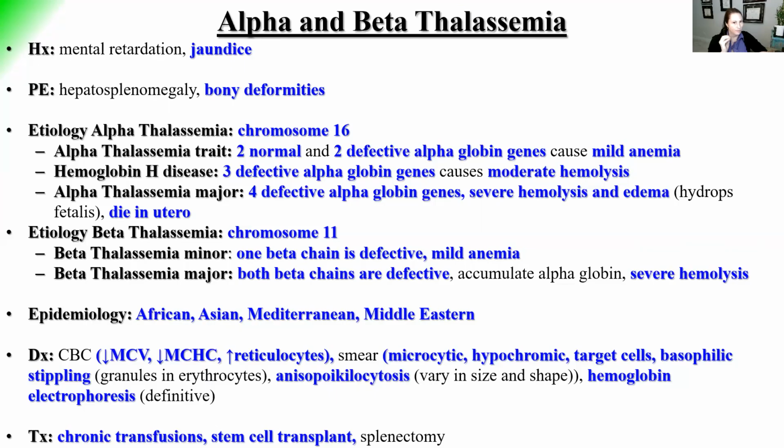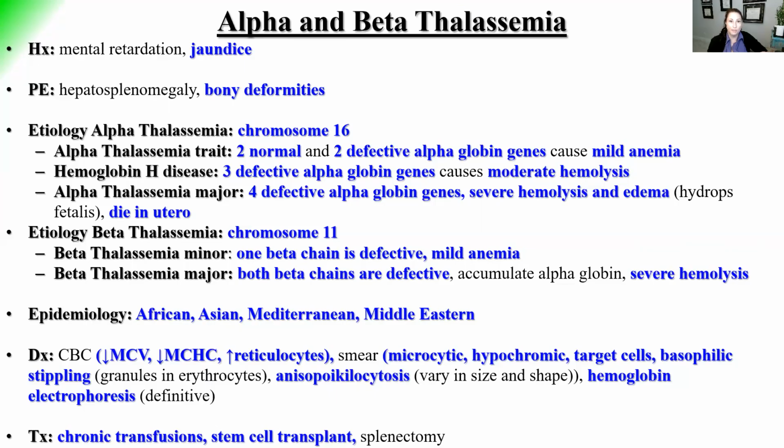Let's go through the labs. Remember, this unit is lab heavy. So on CBC, we know that this is going to be a microcytic hypochromic. So we'll have a decreased MCV, decreased MCHC, and an increase in reticulocytes. Reticulocytes are little baby red blood cells. So the body's trying to compensate by making more red blood cells.